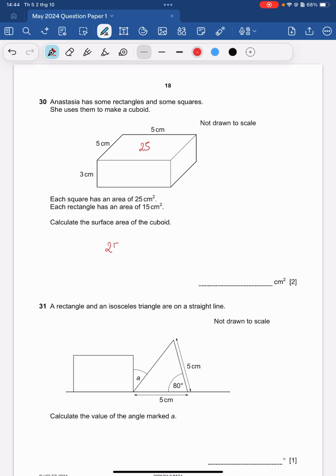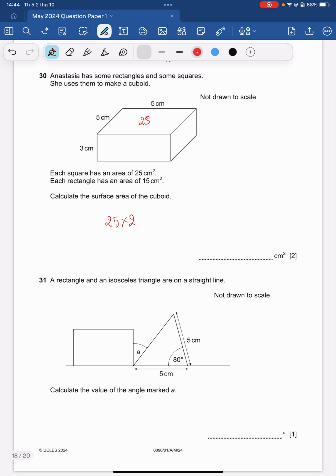How about around the shape? Its rectangle has 15. And how many faces are around? 4 faces around, right? So 4 times 15. And we got 50 plus 60 is 110. Okay.